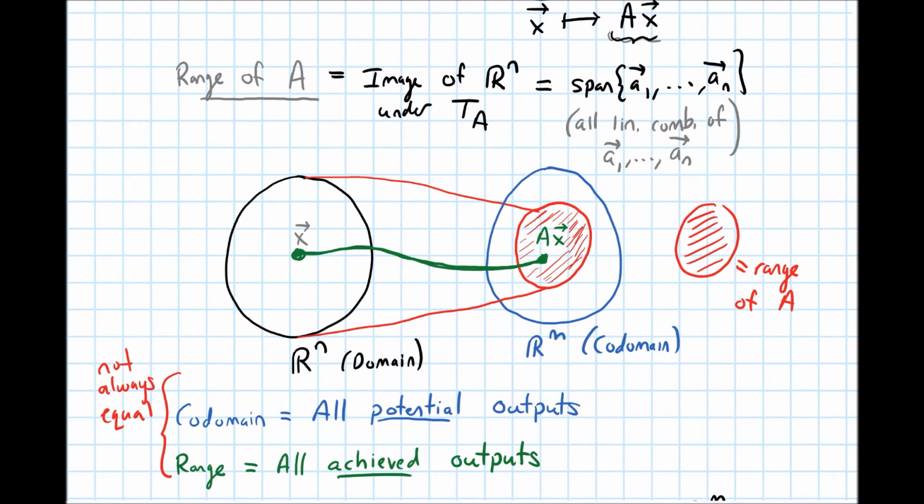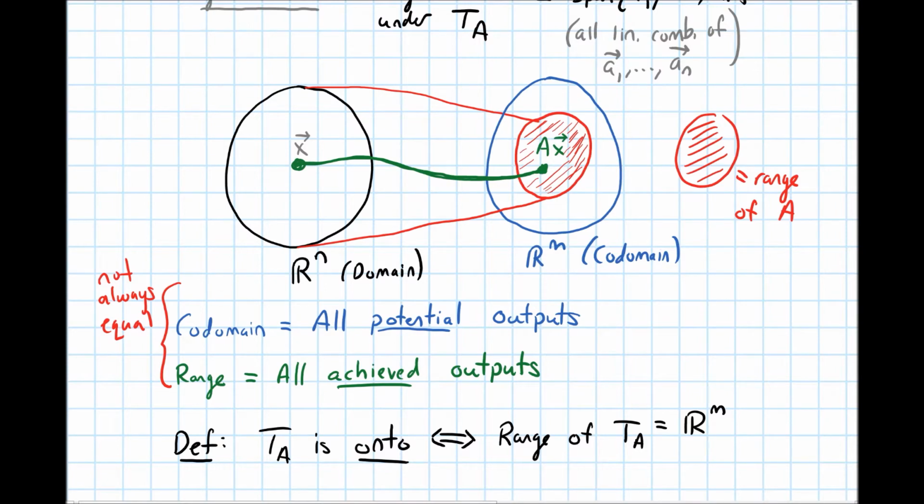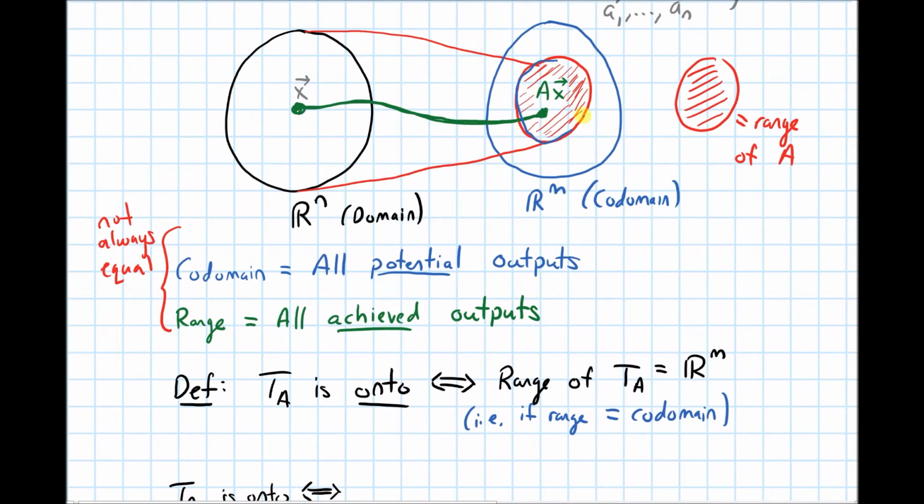But when they are equal, when the codomain and the range are the same, we call our function, or our matrix, onto. So I want to state that definition. The definition says that our transformation is onto if and only if the range equals all of Rm, in other words, if the range equals the codomain. So in my picture, if this red area had filled out all of Rm, if the range was all of Rm, then we say the function is onto.